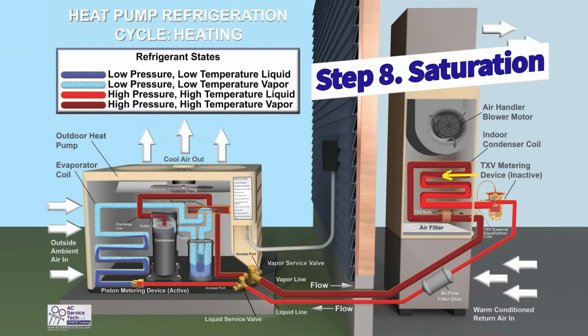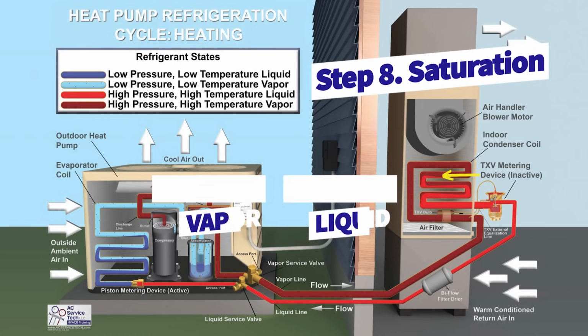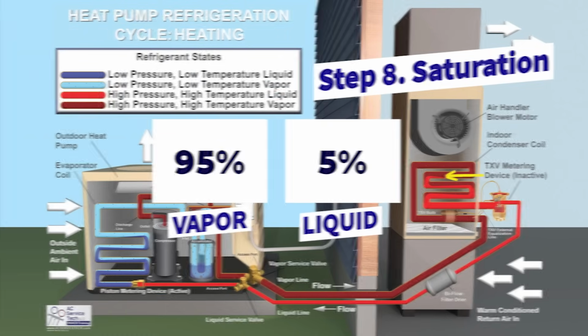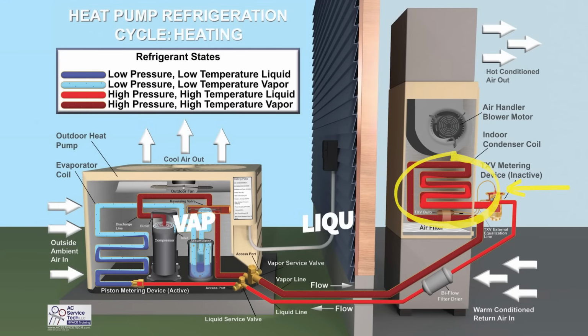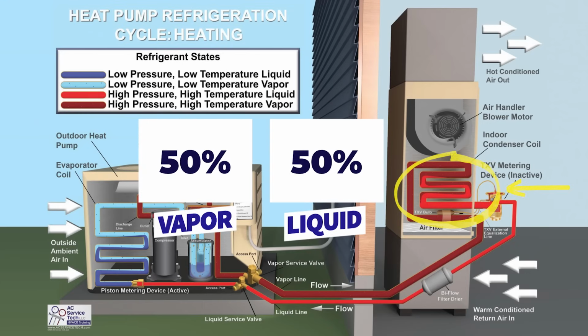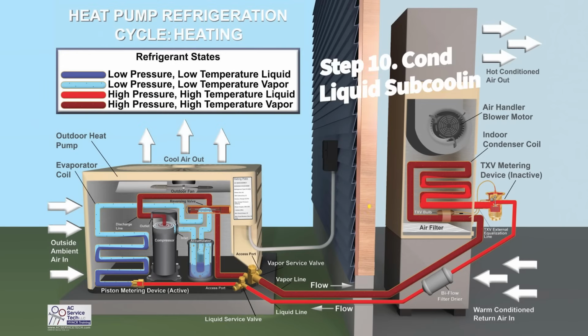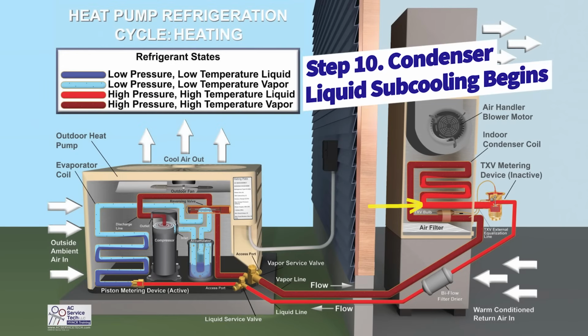Then you have your saturation occurring. So it's basically rejected so much heat energy to where now it's becoming, say, 95% vapor, 5% liquid. Then in the middle of the coil, it's a 50-50 mixture, 50% liquid, 50% vapor, and then it's going to become fully in the liquid state, and that's where your subcooling begins.